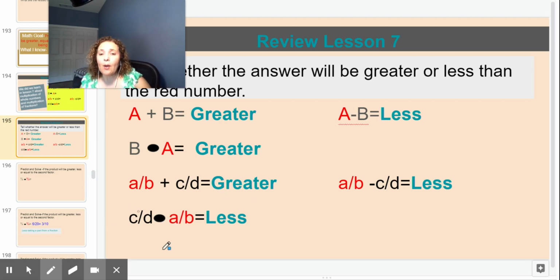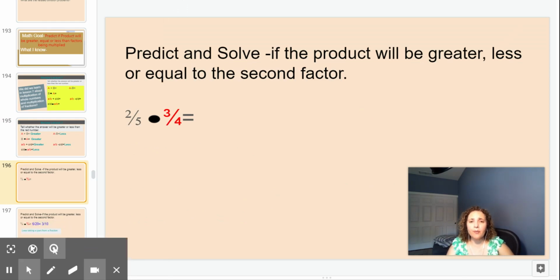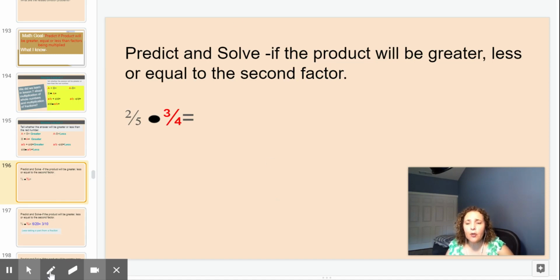But remember that when you're multiplying fractions, the number gets smaller. It's not like multiplying whole numbers. Multiplying fractions gets smaller because you're taking a part of a part, so it's got to get smaller. Keep that in mind as we do these. Okay, so let's predict and solve. If the product will be greater, less, or equal to the second factor: if I multiply these out, is my answer going to get bigger or smaller than my 3/4, the one in red? So what do you think?